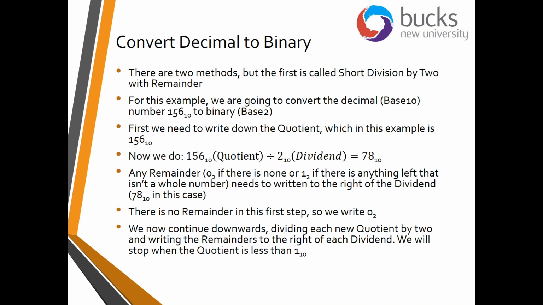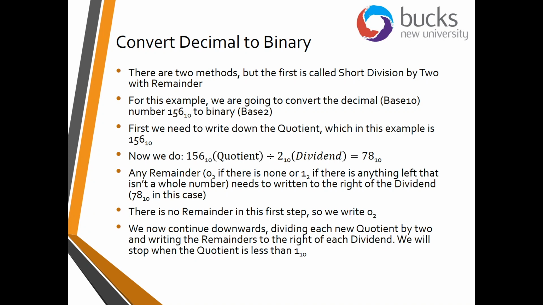So we simply get 78. 2 78s give us 156 exactly, so our remainder in this particular case is 0. It's 0 if there is no remainder. If there is a remainder, then we'd simply need to note that as 1. Anything less than a whole number needs to be written to the right of the dividend. In this case, we've got 78, so we'd put 0. There is no remainder in this first step, so we write 0.